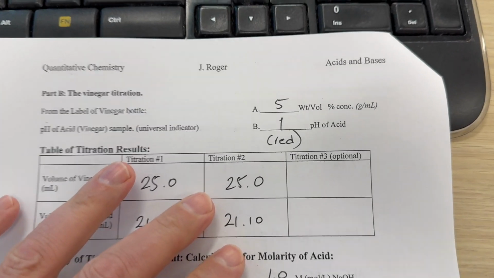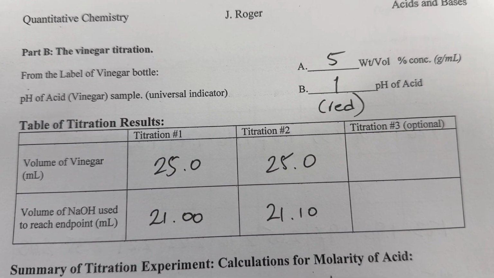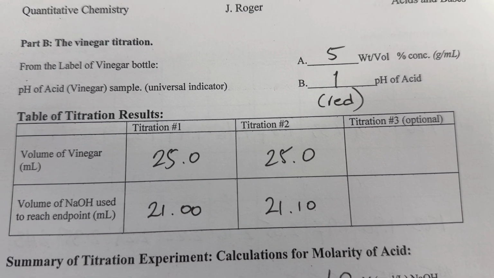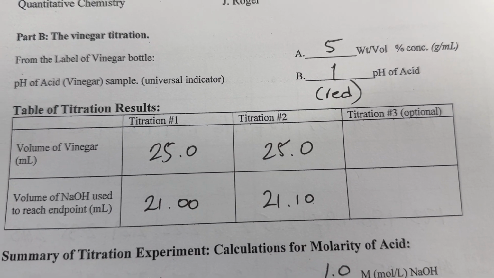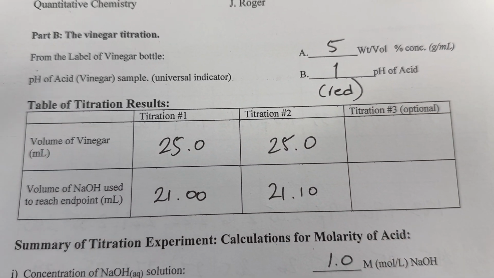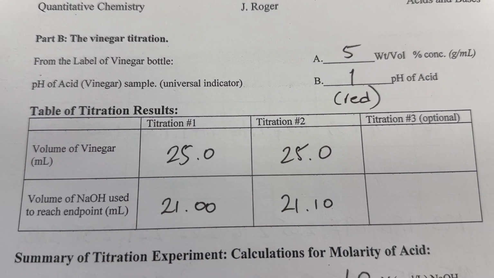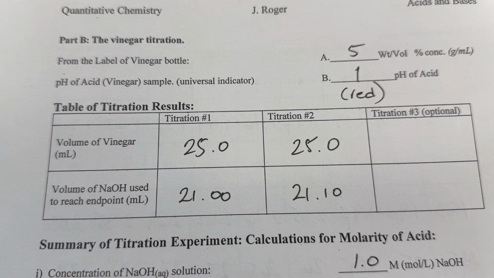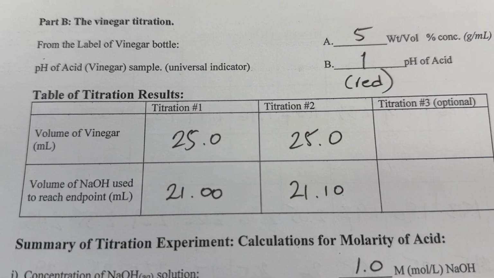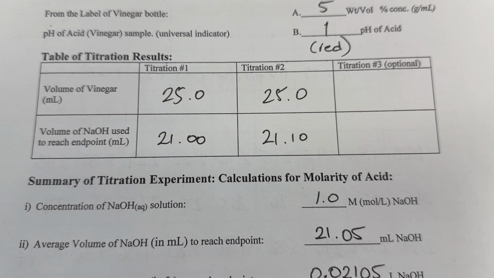So at the top here, we have the vinegar, which was labeled by the manufacturer as 5% acidity, so 5% acetic acid. Just as an aside, the pH of the vinegar using universal indicator was about 1. Again, with the universal indicator, it's difficult to tell the difference between 0, 1, 2. But it was red, so it definitely would be around a 1.